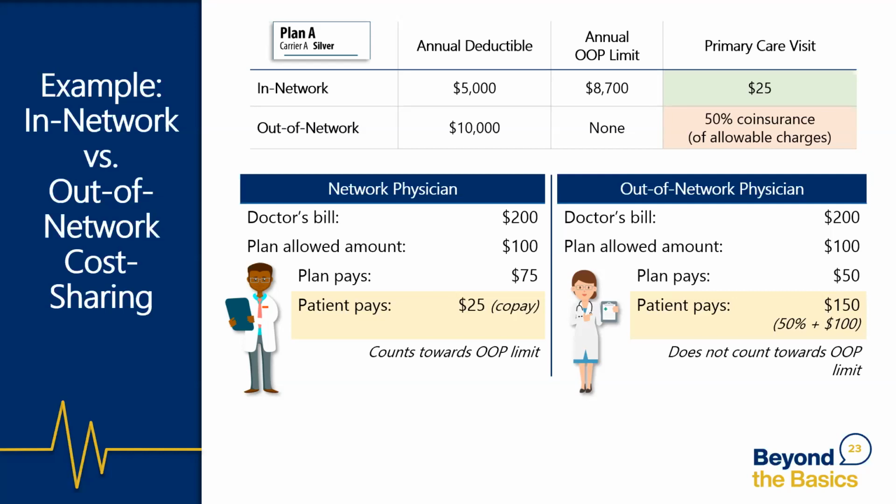The enrollee would be responsible for their 50% coinsurance charge of the allowed amount, which is also $50, plus the difference between the allowed amount and the actual bill, which is $100. So the enrollee would end up paying $150 for the visit. When an enrollee is responsible for paying the difference between their plan's allowed amount and the actual bill, that's known as balance billing.